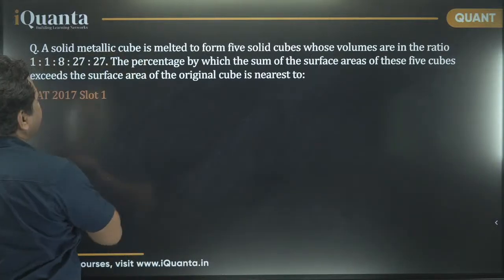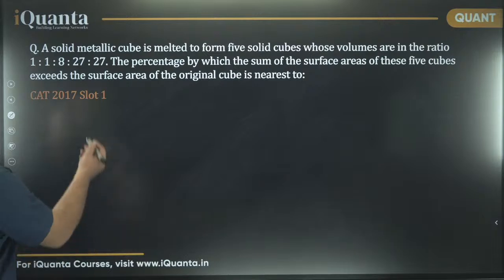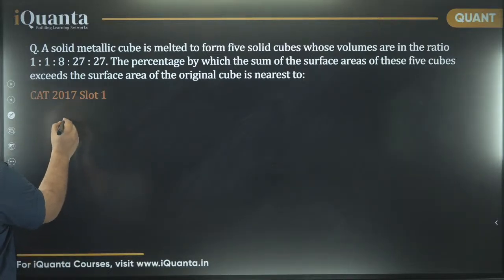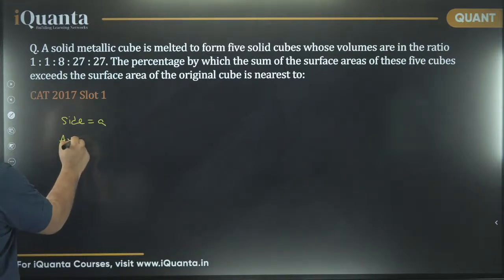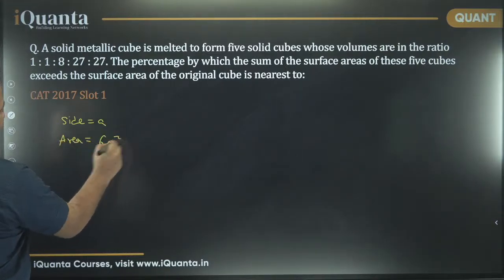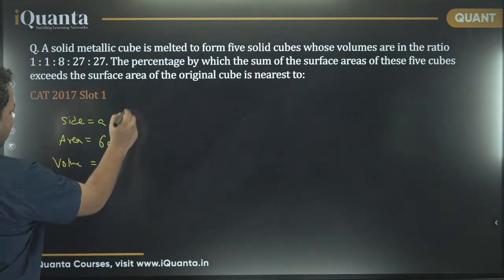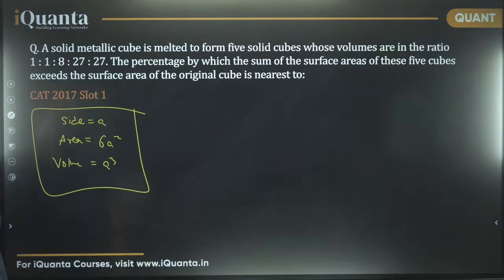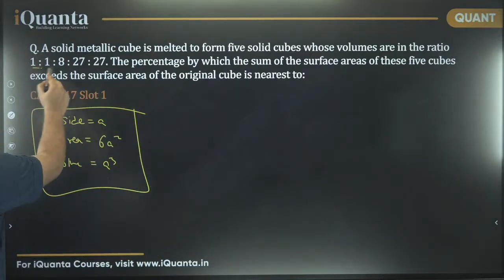A solid metallic cube is melted to form 5 solid cubes. Let us have a cube. If the side of a cube is A, the area will be 6A square and the volume will be A cube, right? All of you know it. 5 solid cubes whose volumes are in the ratio 1, 1, 8, 27, 27.